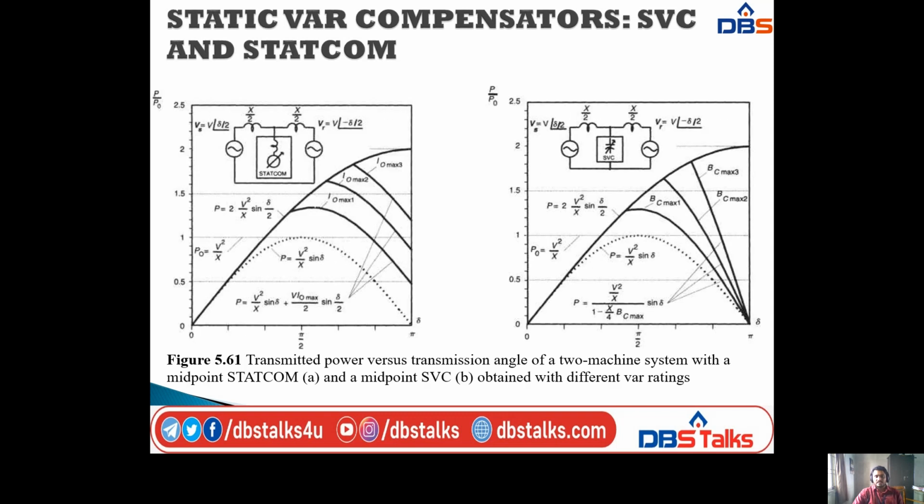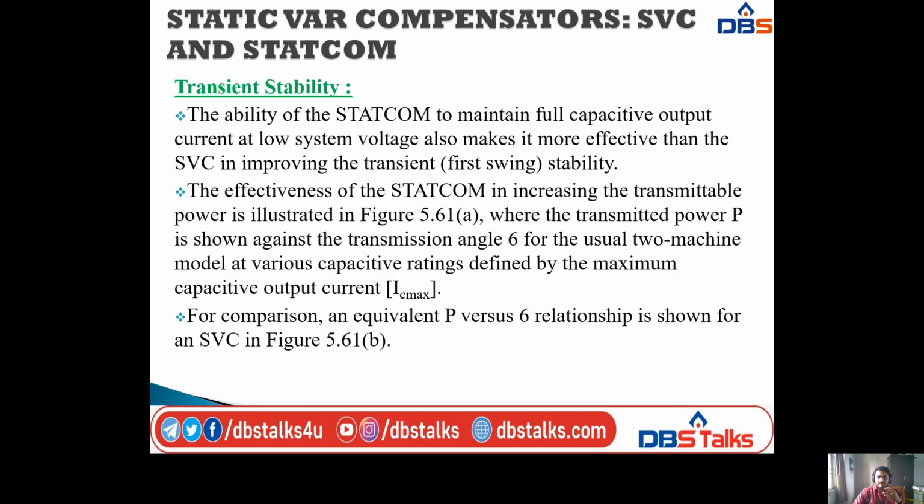These two figures give the characteristic diagram between transmitted power P versus transmission angle delta of a two machine system with a midpoint STATCOM, and at the same time for the SVC also. On the left side we have the STATCOM diagram, and on the right side we have the SVC diagram. Both are at the midpoint. Here we have the circuit diagram also. By using this diagram, we will explain the comparison between these two.